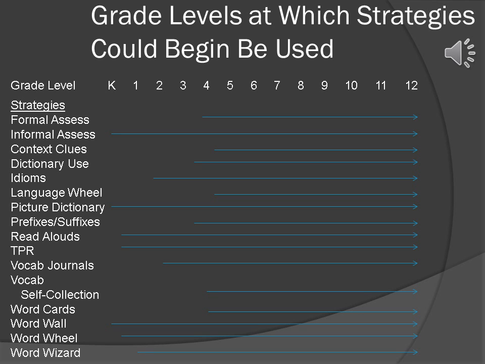The language wheel is best in 4th to 5th grade. Picture dictionaries can be started in kindergarten. Prefixes and suffixes can be started around 4th grade. Read alouds and TPR, or total physical response, can both be started in kindergarten. Vocabulary journals can be started in 2nd grade. Vocabulary self-selection started around 4th to 5th grade. Word cards are also started around 4th to 5th grade. Word walls and word wheels can be started around kindergarten. And the word wizard is probably best around 2nd grade.